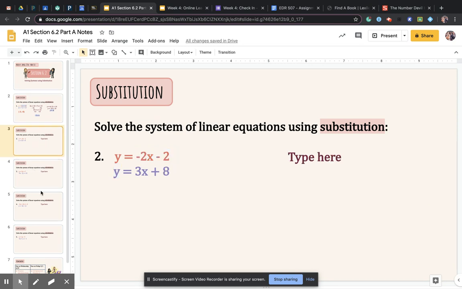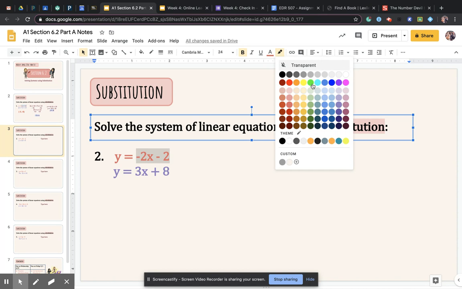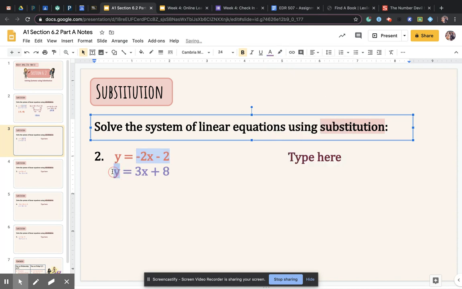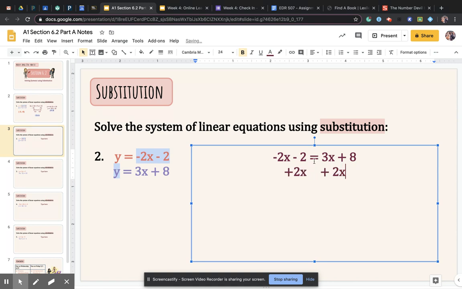Let's try one more just to get in the practice, and then I'll do a different type of question. Again, I have two y's solved for. I can plug in the first one for the second one. So I'm going to have negative 2x minus 2 is equal to 3x plus 8. For this one, I'm going to add 2x on both sides just because I want to get rid of that negative. When I do that, I have negative 2 is equal to 5x plus 8.